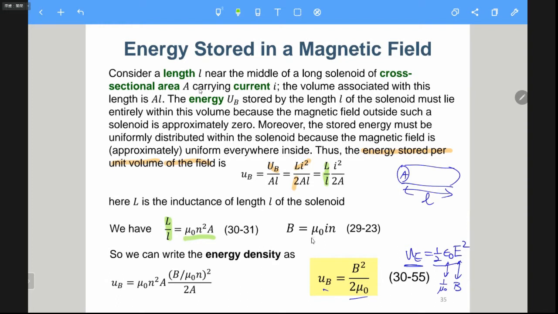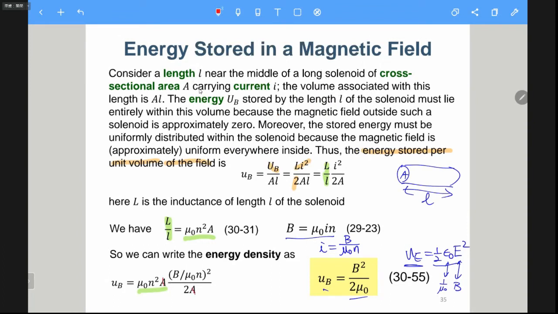Okay, so actually this term, plug it here, so we get this one. And for i, we can make use of this one: i equals B over mu naught n. So we plug this one here. So we have B over mu naught n, quantity squared, over 2A, which is this one. Okay, so we can make some cancellation.